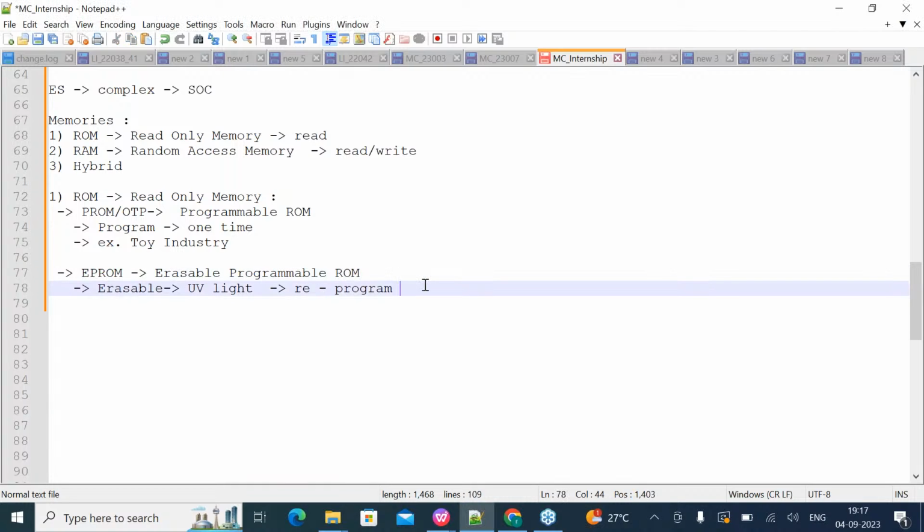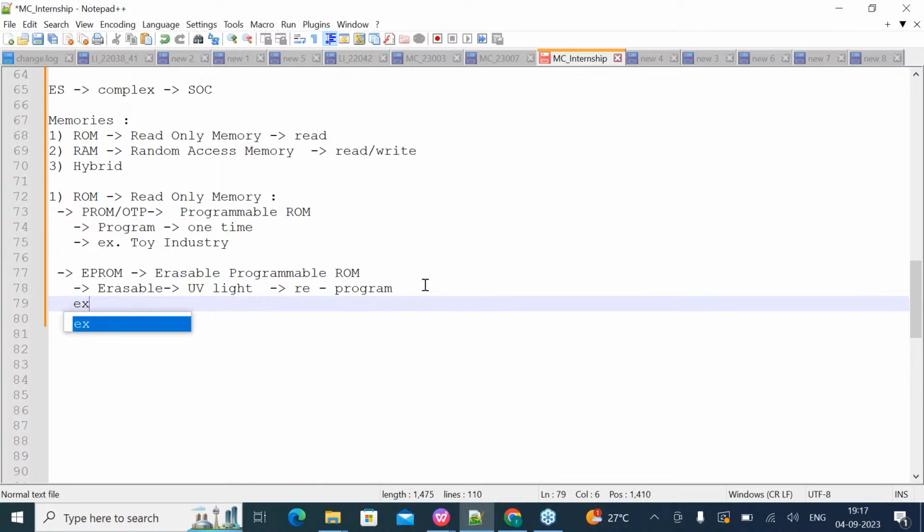So basically, if you talk about the usage of memory, where it is used: it is used in the labs, or in the R&D center, where research and development is happening. There you can program this memory. If you want, you can pass UV light and erase it. It's possible in the labs and research and development centers, but obviously not at home.